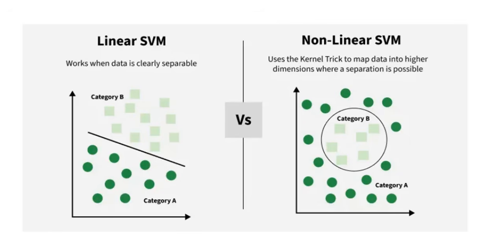So the simple rule is: linear SVM means straight line separation, and non-linear SVM means complex separation using the kernel trick. And the most important concept is the support vector, the data point closest to the decision boundary that plays a key role in defining the optimal hyperplane. I hope this explanation has made the difference between linear SVM and non-linear SVM clear.